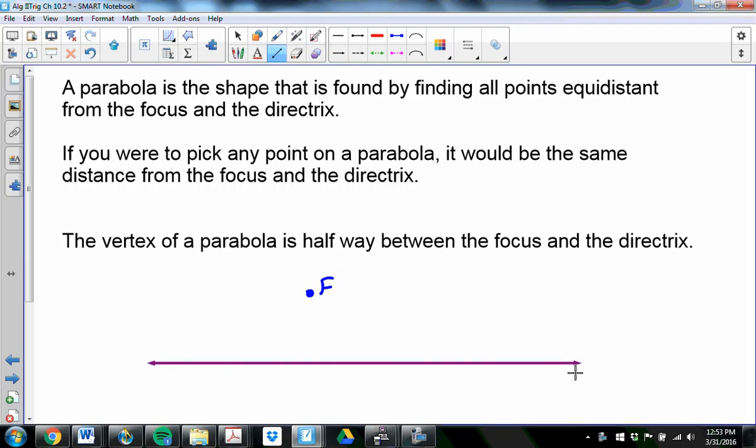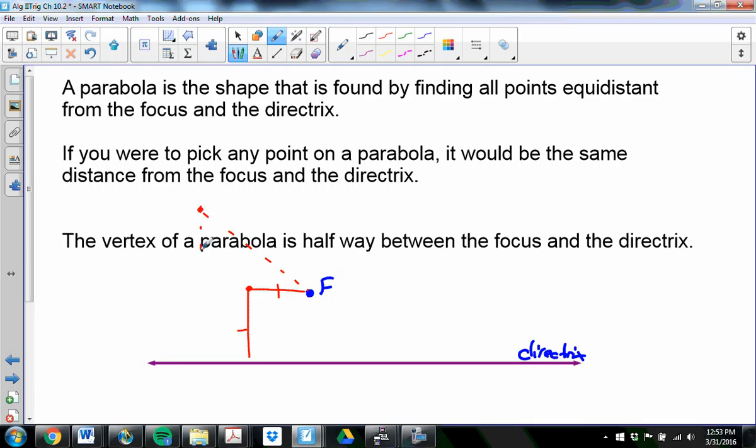This will be my directrix. And I want to make a list or a collection of all the points that share the same distance from the focus and the directrix. For example, if I put this point here, then this distance and this distance are the same. And if I picked a point like up here, this distance and this distance are the same. And halfway between these two, this distance is the same.